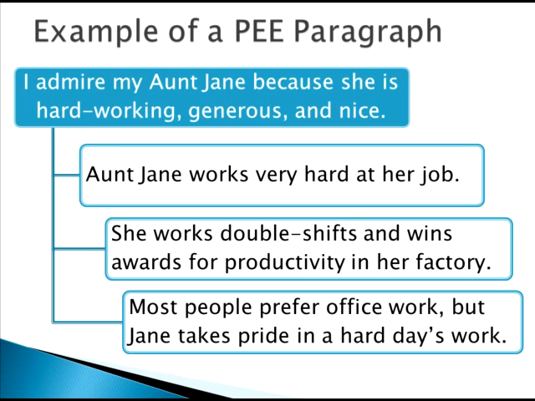In this example, the first statement in the blue box is the thesis for this essay about Aunt Jane. And then the first sentence in the white box, Aunt Jane works very hard at her job, is the point sentence, which is then supported by a sentence of example or evidence and a sentence of explanation of that evidence.